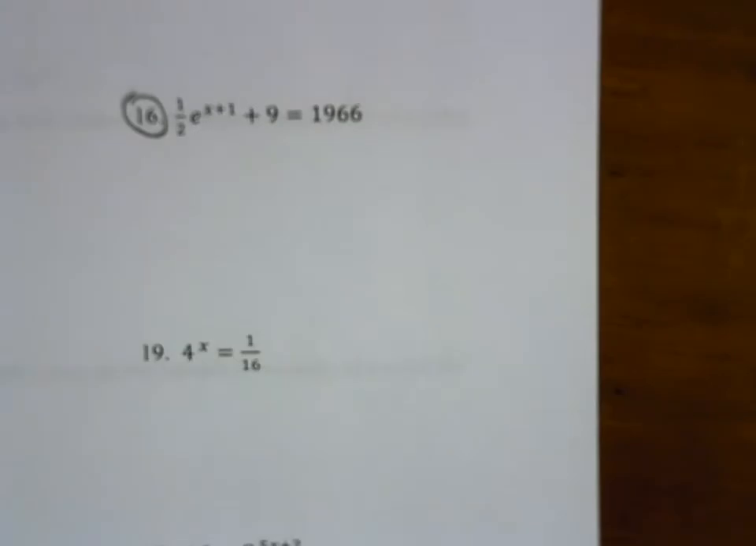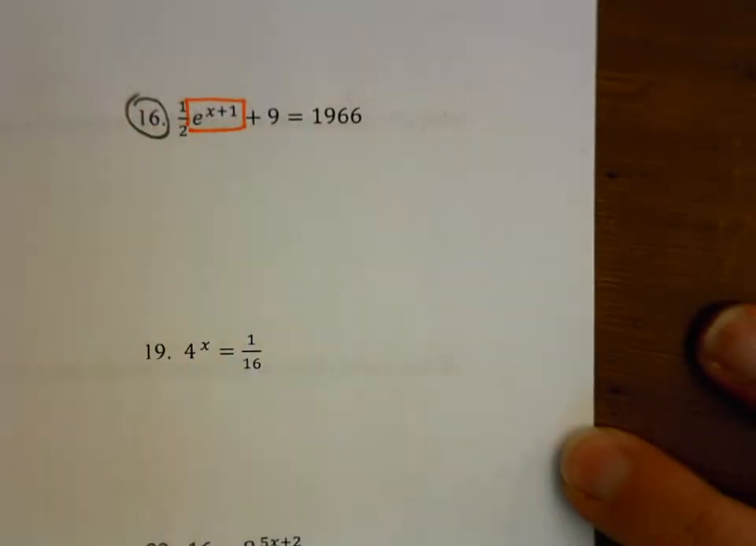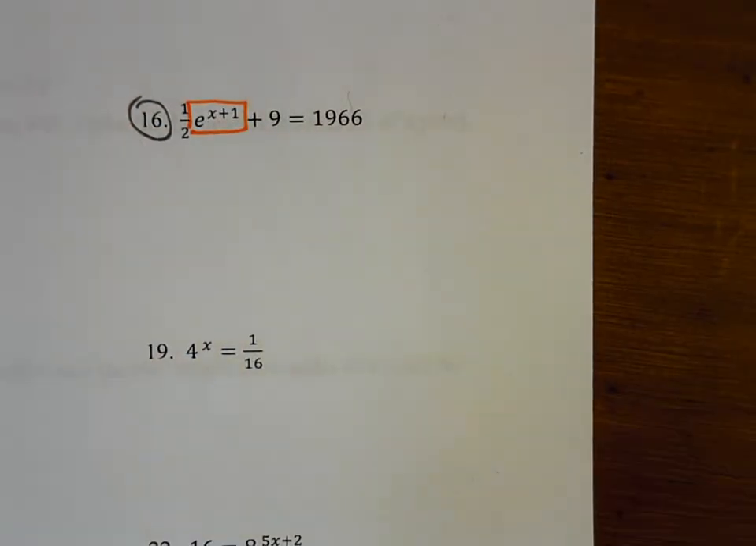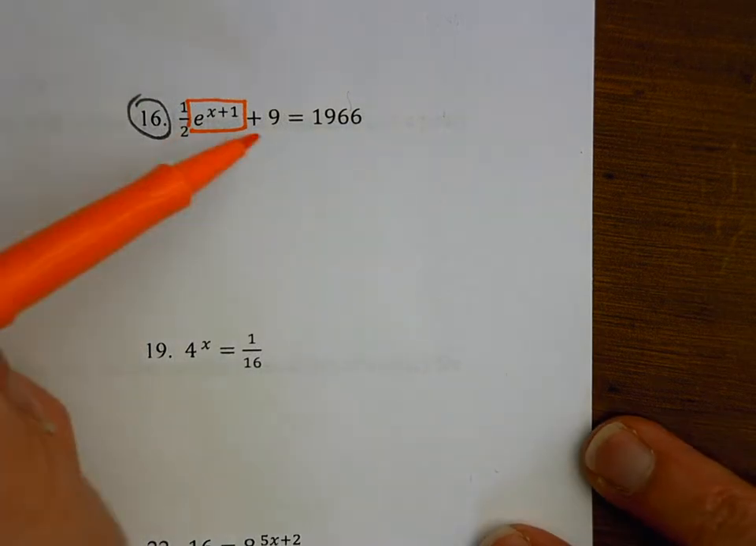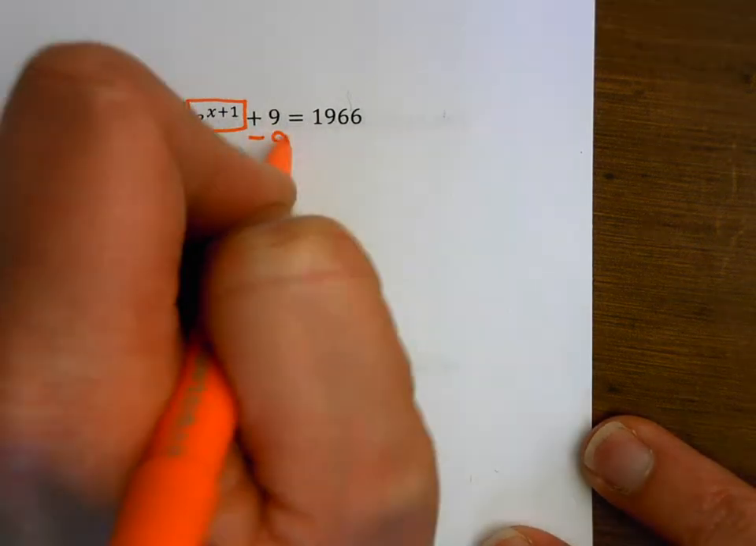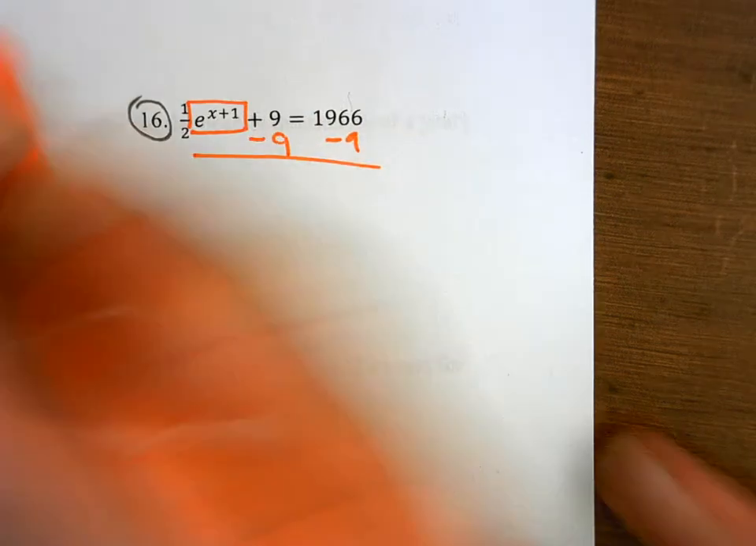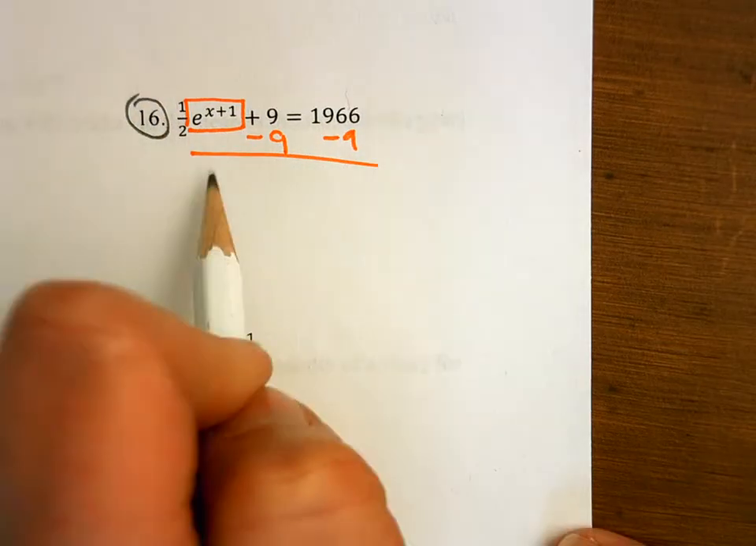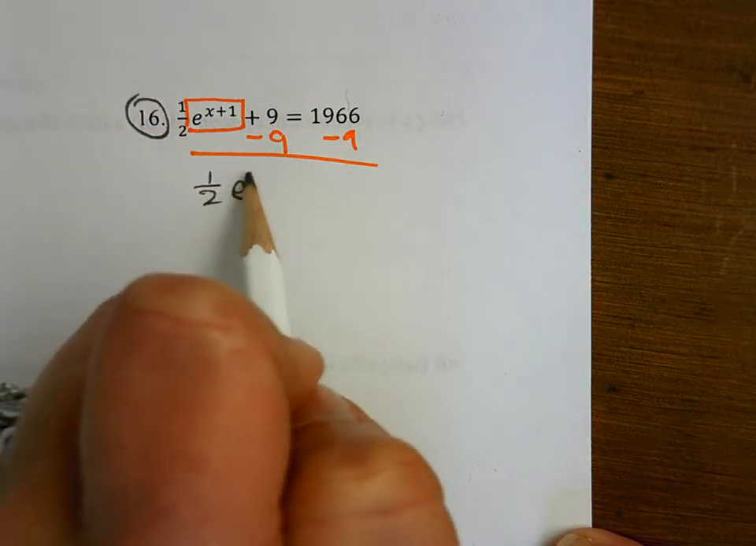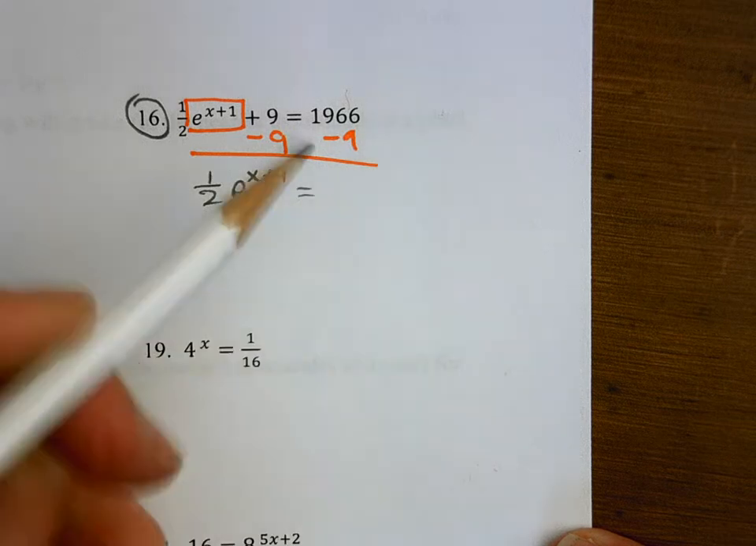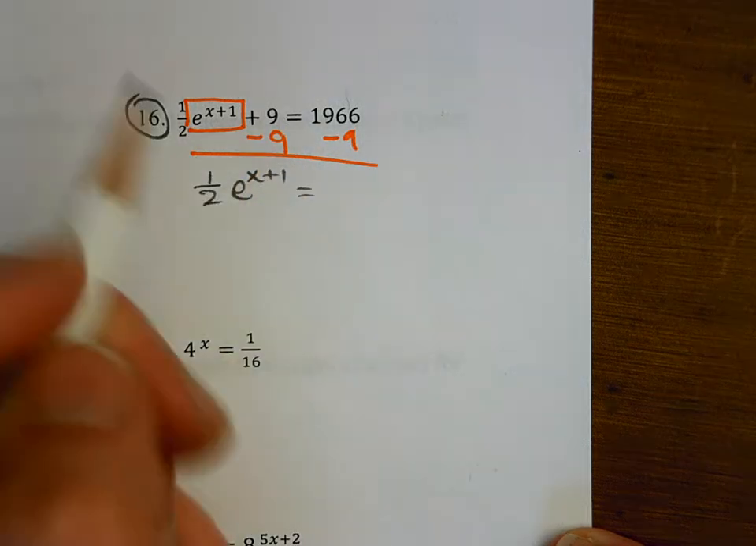So for question number 16, the first thing we always want to do is isolate the exponential. So what that means is I want to get e to the x plus 1 by itself. So I want to get the 9 to the other side and the 1/2 to the other side. So I want to first start by subtracting 9. So I'm going to subtract 9 to isolate. So then 1966 minus 9.